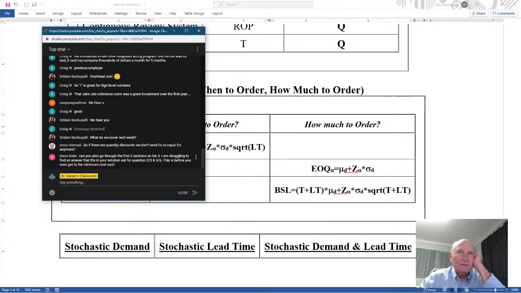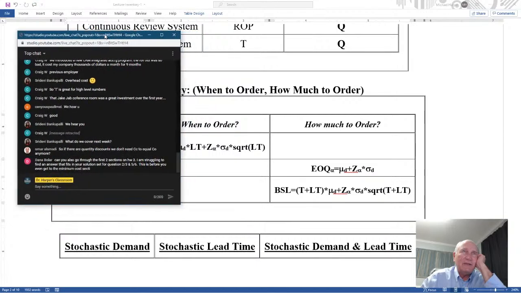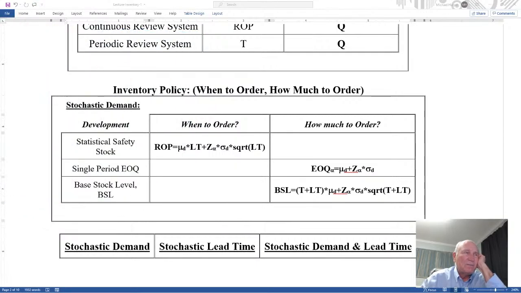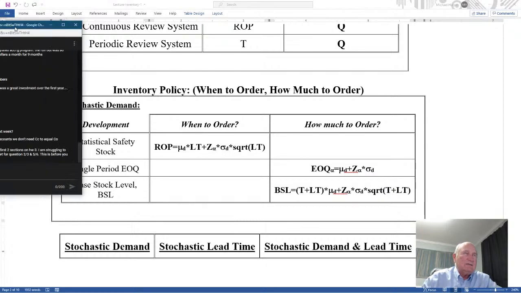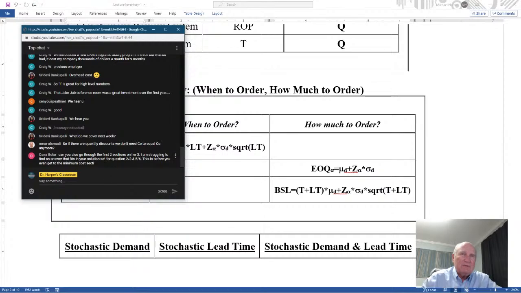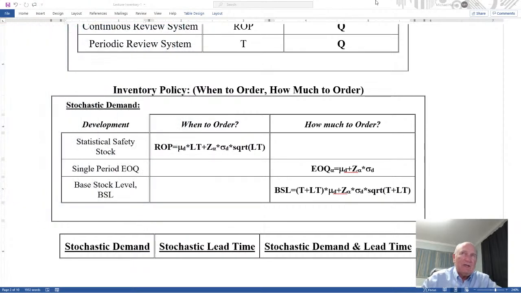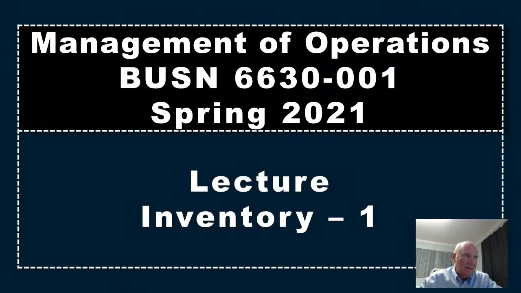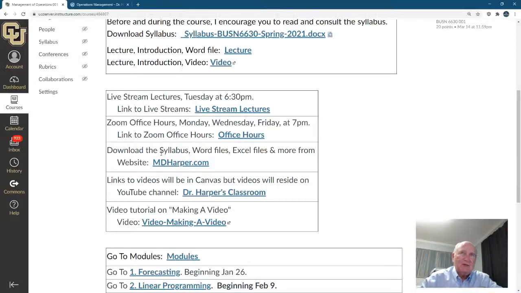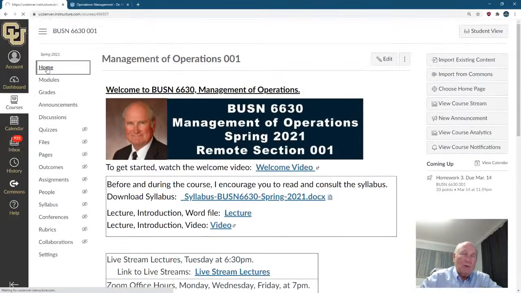Can you also go through the first 2 sections on homework 3? I'm struggling to find an answer that fits your solution set for 2, 3, and 5, 6. This is before you even get to the minimum cost section. Yes, this is before you get to the minimum cost. I tell you what, since you've asked this, Dana, if there's other people with the same questions, and there may be other people who are doing fine with that, let me try something, and let's go back to Canvas, and I will answer that.